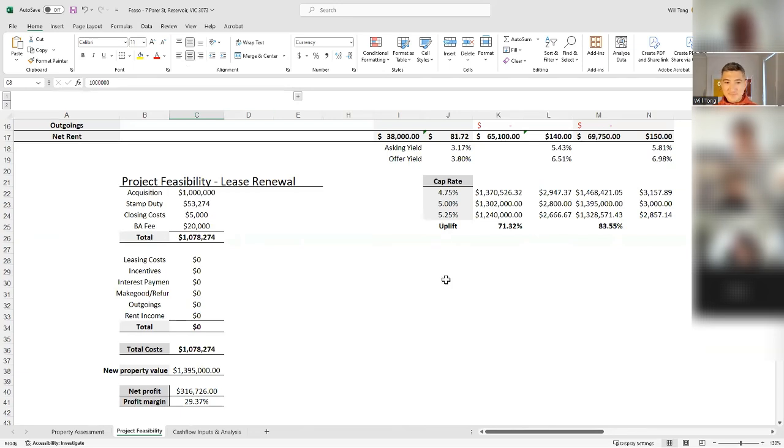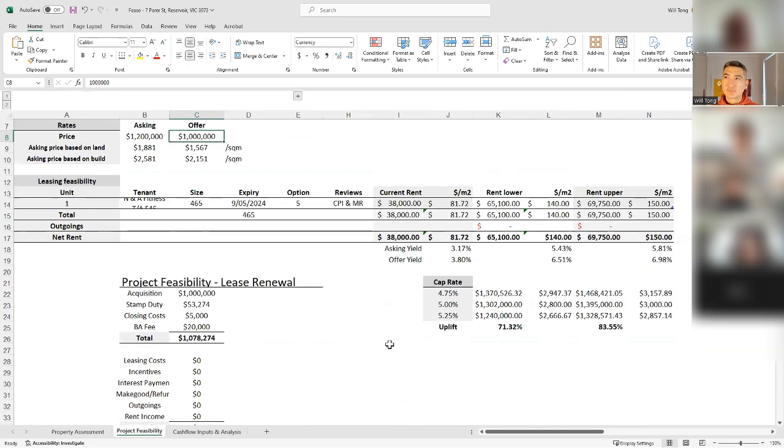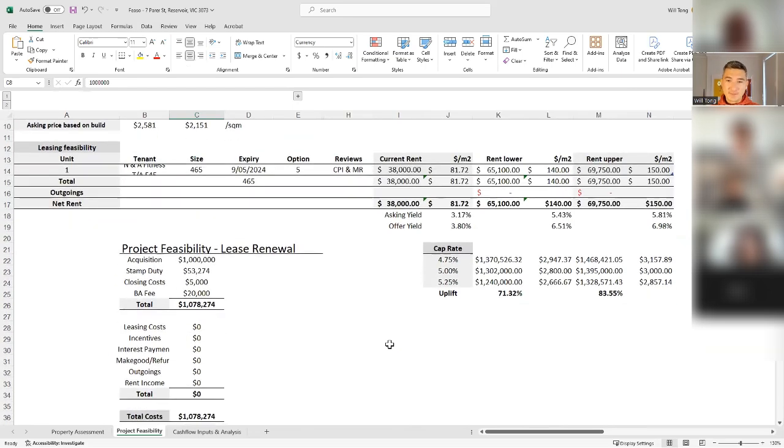Any questions on this? Pretty straightforward. What were some of the things that you used in negotiating the price down to 1 mil? It was mainly just funding, right?